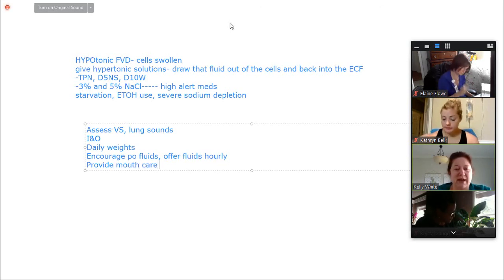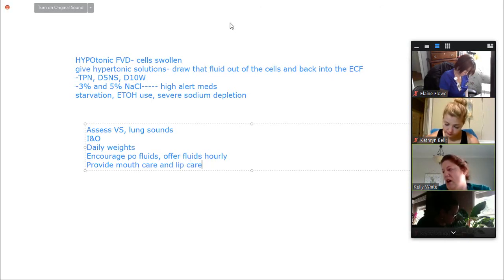They've got dry mouth because they're dehydrated, so we're going to provide mouth and lip care. If they are NPO, you can offer those little mouth swabs. They love to chew on those.